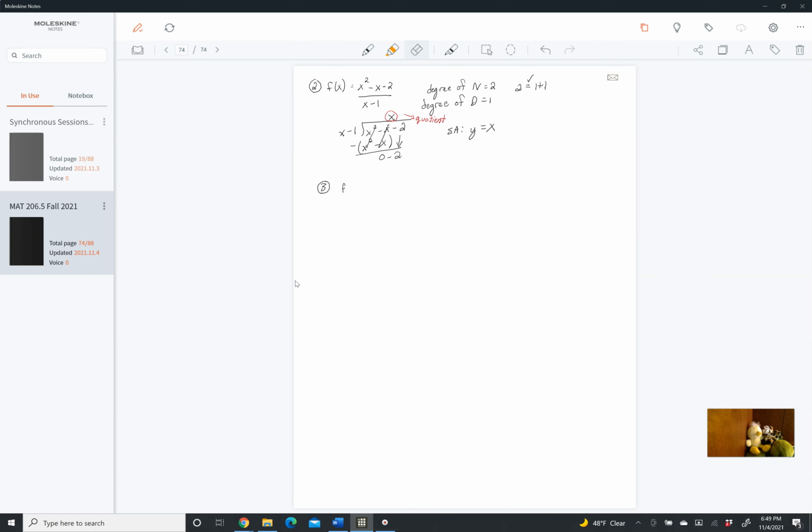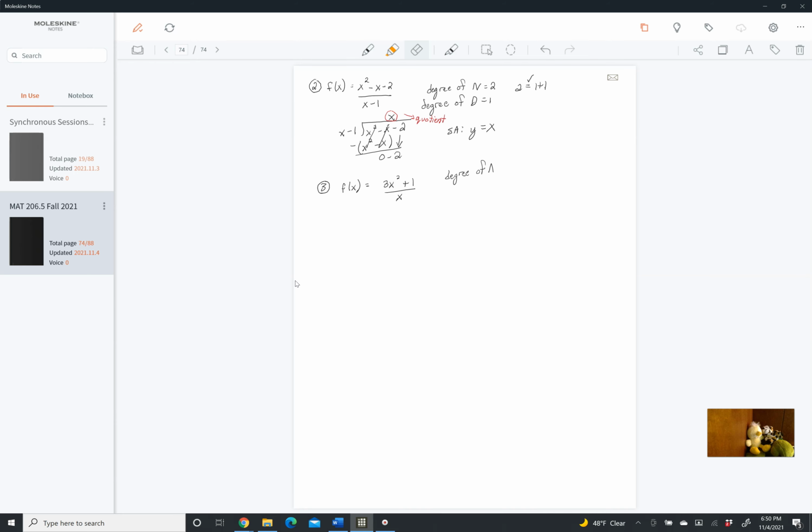Let's take f of x is equal to 3x squared plus 1 over x. So remember, pause the video, see if you can do it on your own. But again, the first thing that you need to do is make sure that you actually have a slant asymptote. So the degree of the numerator, once again, is 2.